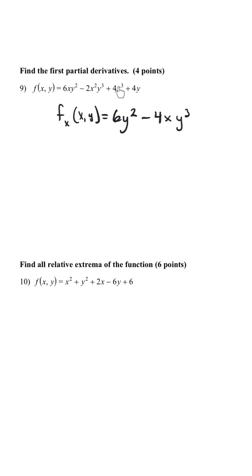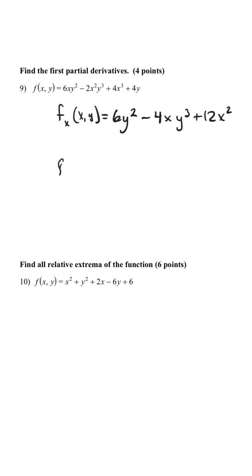Here we have the derivative of 4x cubed with respect to x. That's going to be 12x squared. And then 4y is a constant expression. The derivative of a constant is 0.